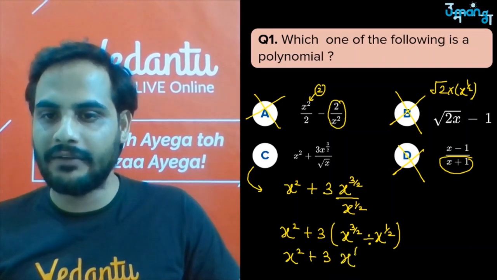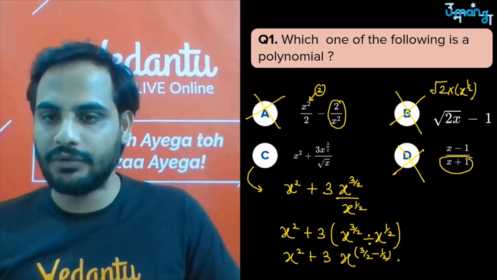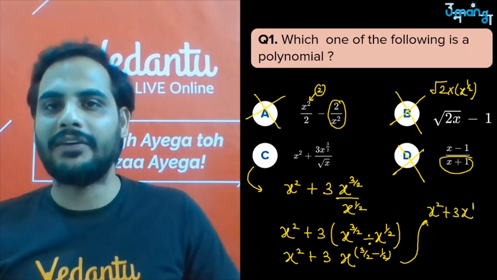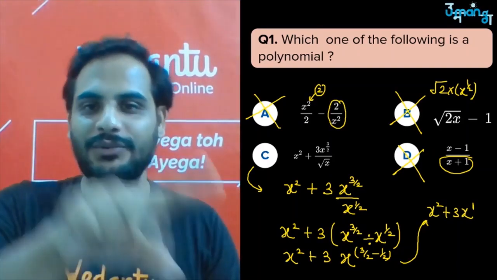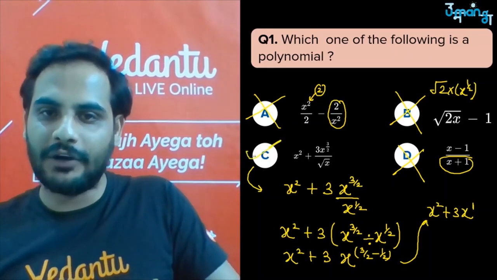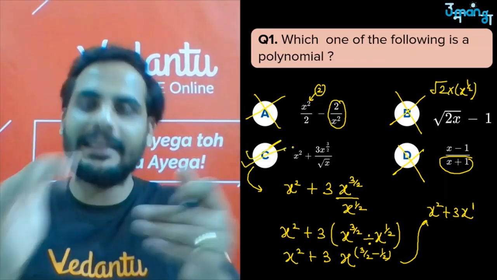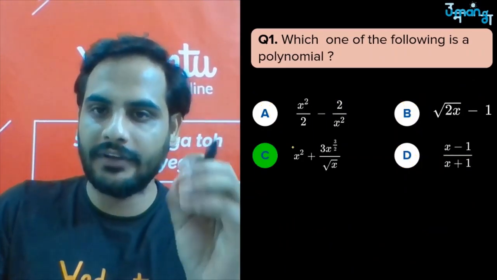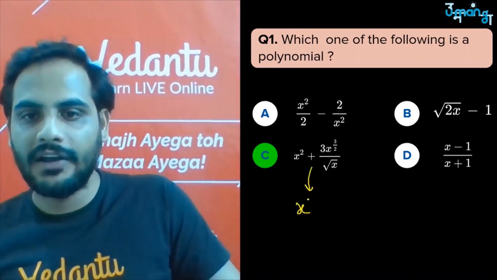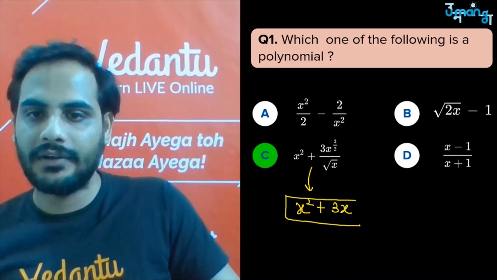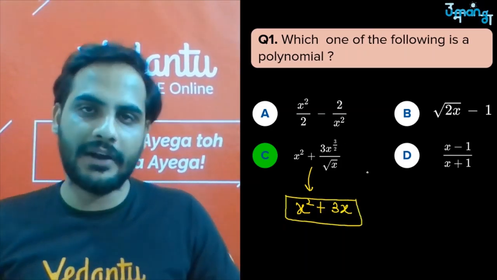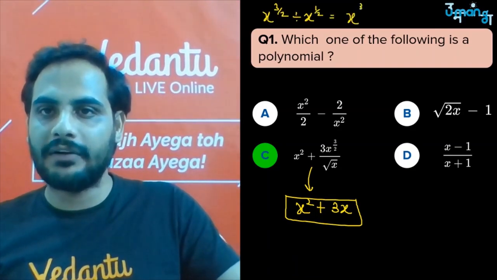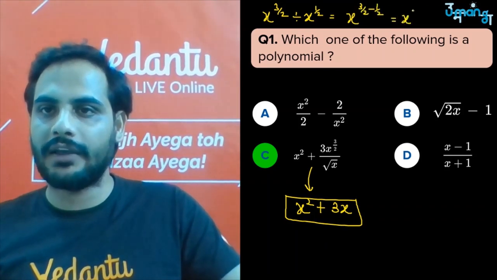You will get x square plus 3 into x raised to the power, subtract the powers, 3 by 2 minus 1 by 2, which will give you x square plus 3 into x raised to the power 1. So you can see the powers are whole numbers. One part power is 2, one part power is 1. So it will be a polynomial. So always simplify and then think whether it is a polynomial or not. Option C will be your correct answer, because it can be simplified in the form of x square plus 3x. Using the second law of exponent, x raised to the power 3 by 2 divided by x raised to the power 1 by 2 is equal to x raised to the power 3 by 2 minus 1 by 2, which is equal to x raised to the power 1.